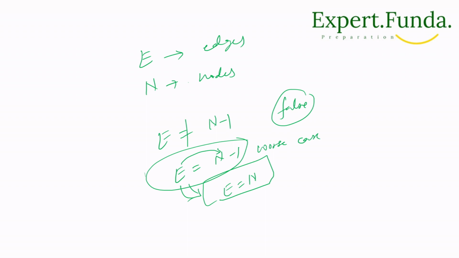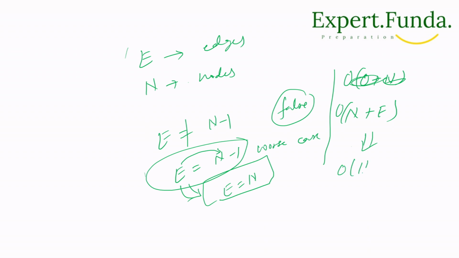Now, as we said above, when we create an adjacency list, the time complexity is O of n plus e. This was our time complexity, correct? Because e is now bounded by n, we can reduce it to O of n plus n, and that we can say is O of n.